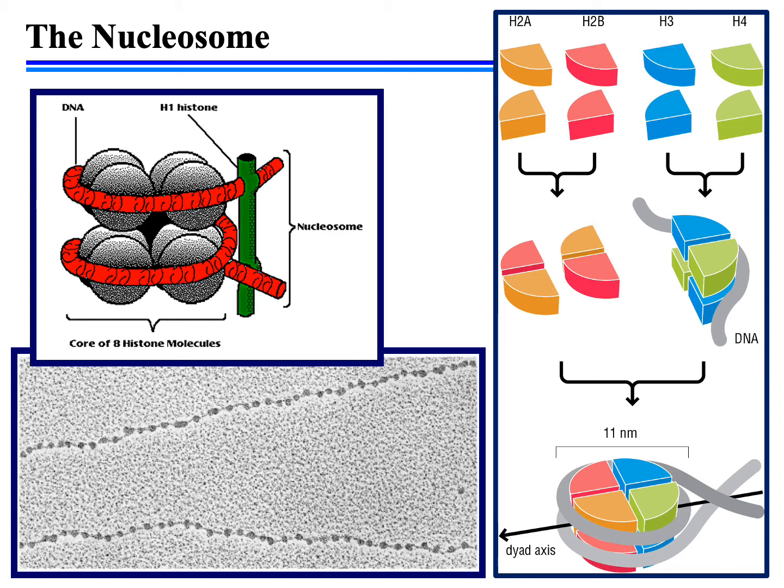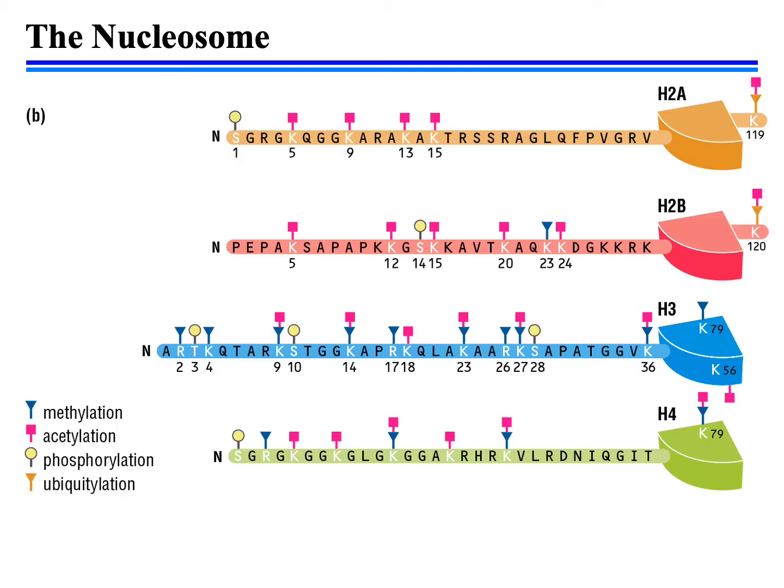In the bottom figure, you can see an electron micrograph that shows this structure. This was oftentimes described as beads on a string, in that you have nucleosome after nucleosome after nucleosome with the DNA linking one to the other. Now, each one of the histones, as I mentioned in the previous slide, are small and positively charged. That positive charge allows for the interaction with the negatively charged DNA.